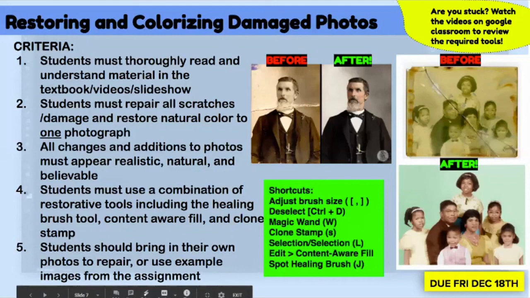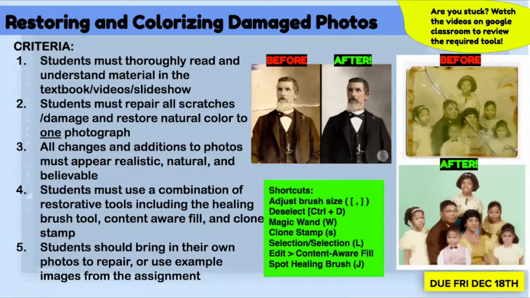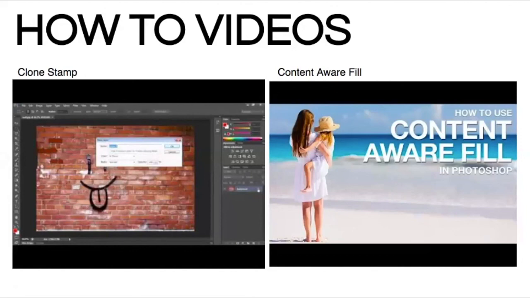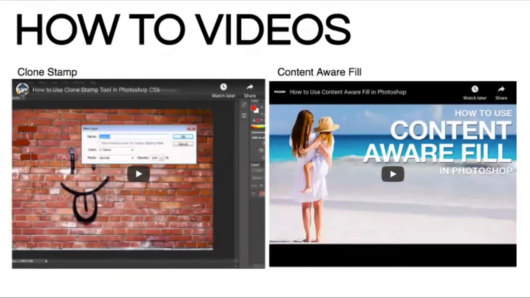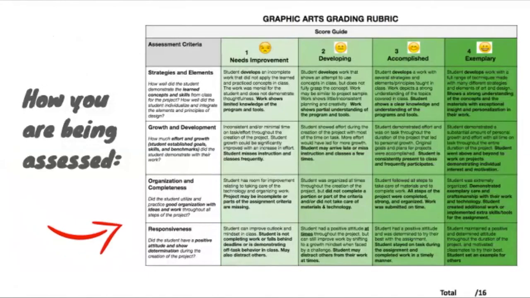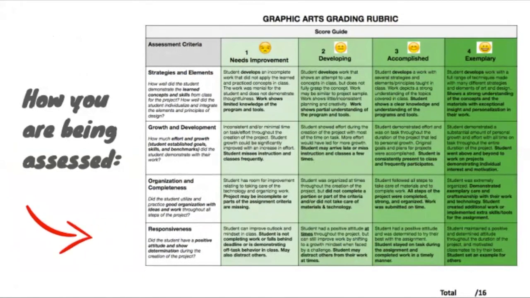The shortcut for deselecting something: when you use the lasso, it selects an area. If you want to unselect that area, press Control D or Command D. Magic wand, clone stamp. I didn't go over the magic wand today. We don't really need it for this project, so don't worry about that. If you forget how to use the tools and want a quick video on how to use either one of these, there are 2 videos in this lesson on the slideshow. You're going to be assessed on how much you've grown using the program, the strategies and tools that I've gone over, whether you are submitting your work on time, and meeting all the criteria.